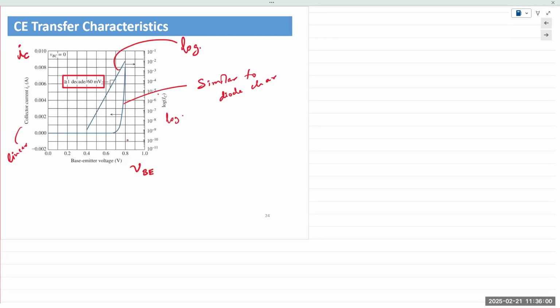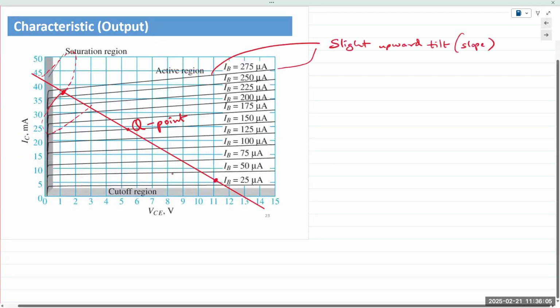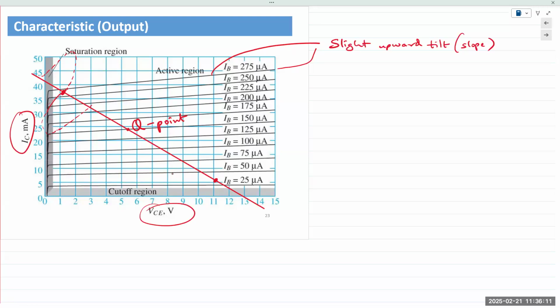Because you want to look at VCE, we looked at that here. IC versus VCE, output characteristics. When we say input characteristic, meaning we're only looking at input current as a function of the input voltage. When we talk about output characteristic, we only look at output current as a function of the output voltage. Transfer characteristic would be how the input quantity is being transferred to the output.